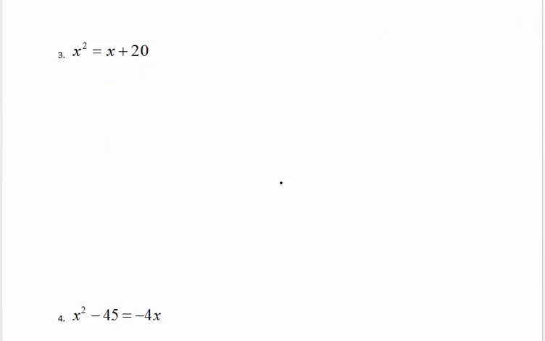Number 3, that's not set to 0, so I have to set it to 0. So I'm going to subtract the x over. You can do it one step at a time if you want. Minus x from both sides. X squared minus x equals 20. How did I get that?